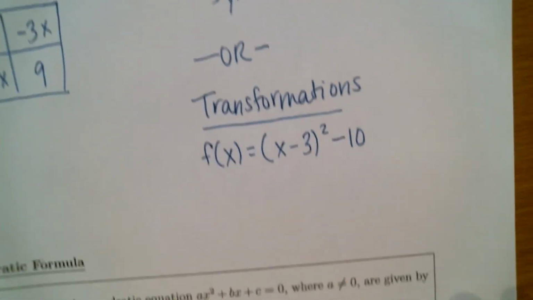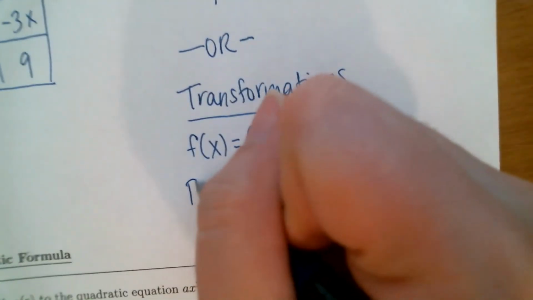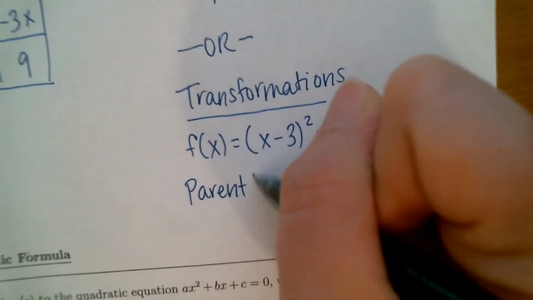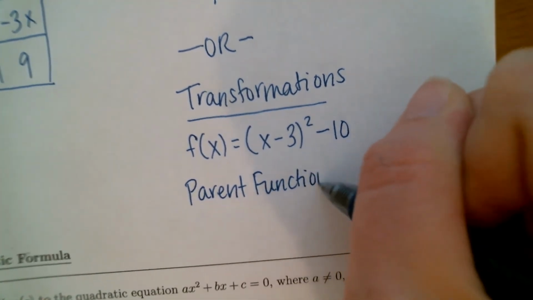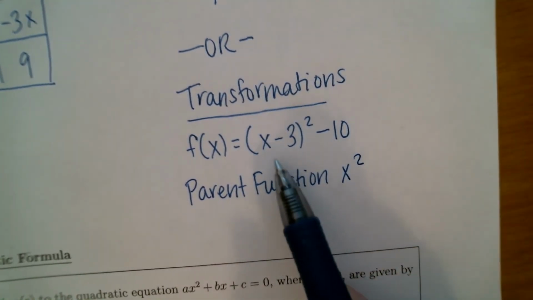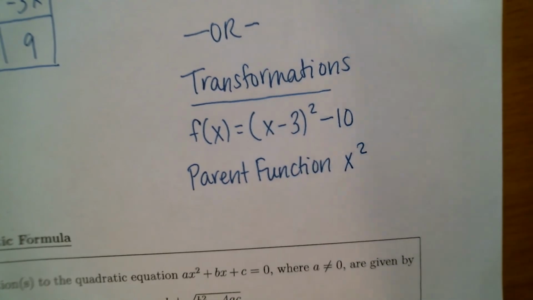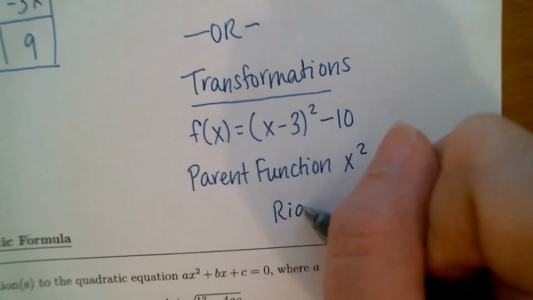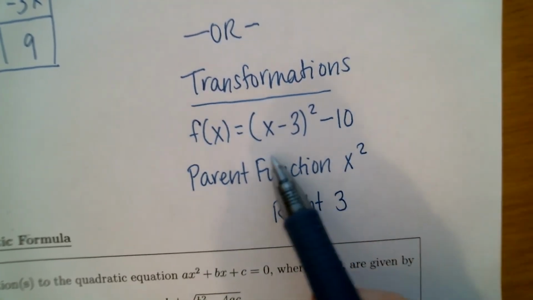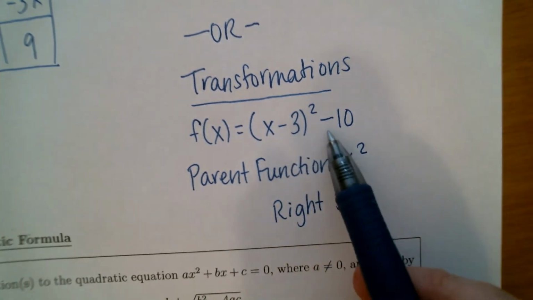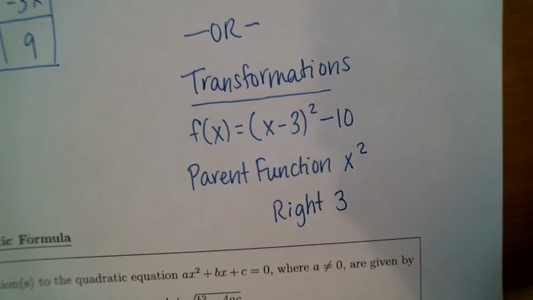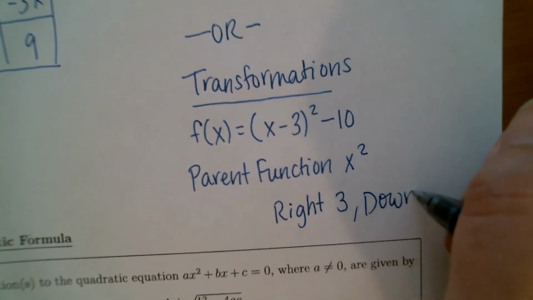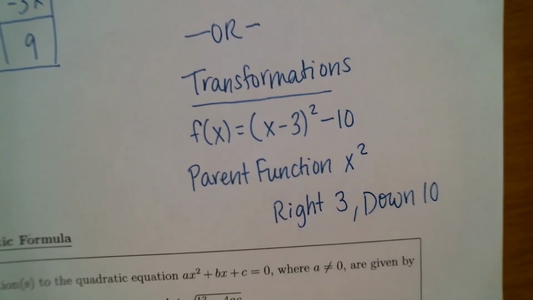okay? The parent function here is going to be x squared, okay? And then the minus 3 in parentheses, remember if you're subtracting in parentheses, that's a horizontal shift, and since you're subtracting, you're going to go right 3, okay, and you want to do what's in parentheses first, so we're going to go right 3, and then the minus 10 outside of parentheses means we're going to then go down 10, okay? So we can easily graph this function by applying those transformations, okay?